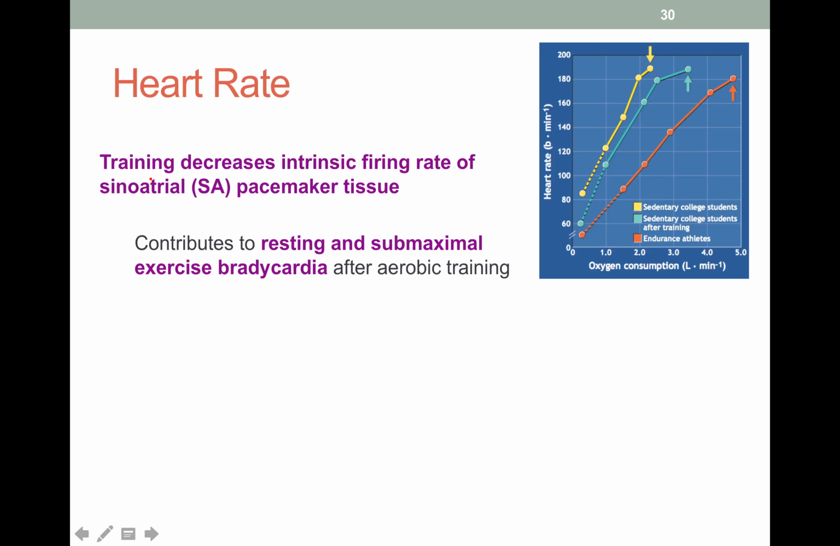Now, why does this happen? This is due to a decrease in the intrinsic firing rate of the sinoatrial node, otherwise known as the pacemaker tissue. So remember, these were specialized cells at the top of the right atrium that generate the electrical signal to then produce a contraction of the cardiac musculature. So the firing rate, the rate at which that electrical signal is generated, is decreased. This is what contributes to resting and submaximal exercise bradycardia after aerobic training.